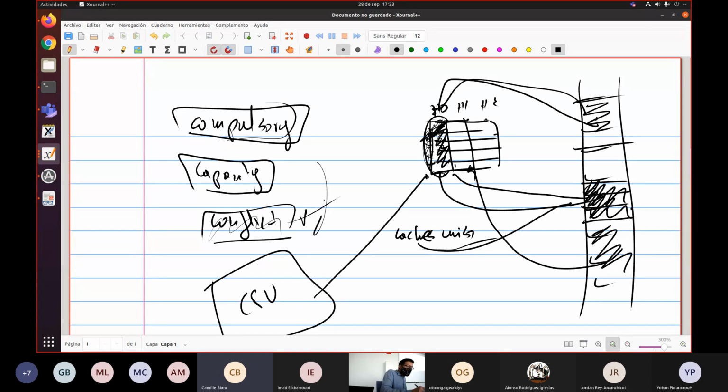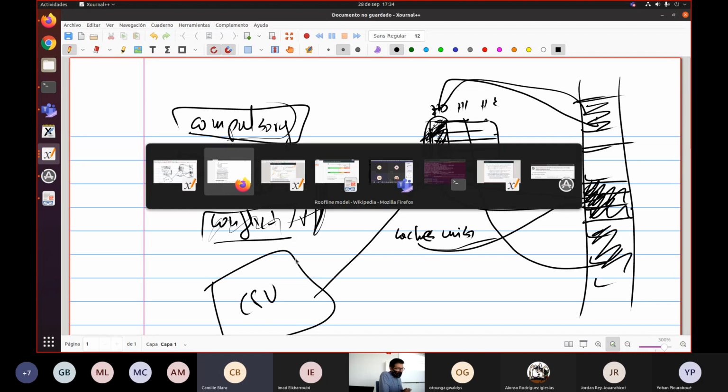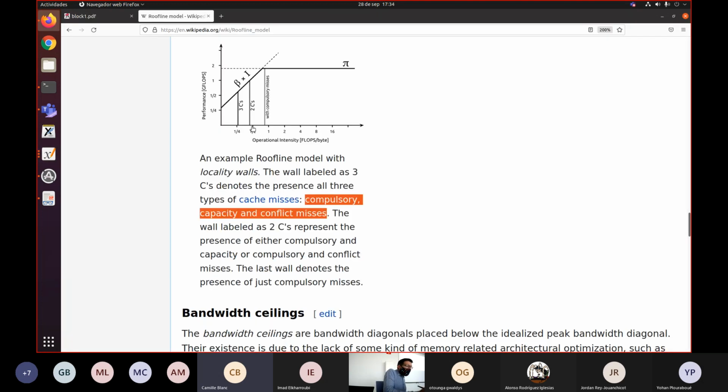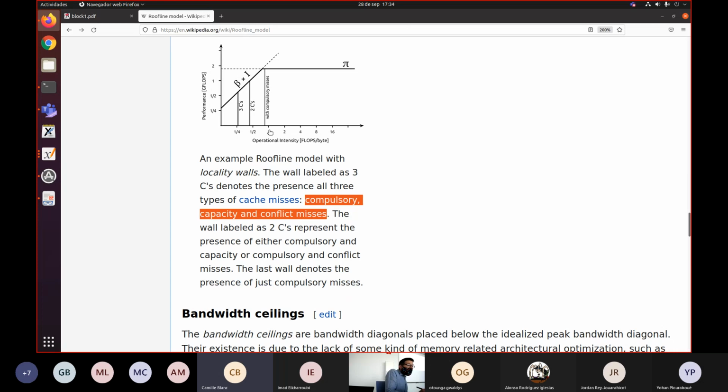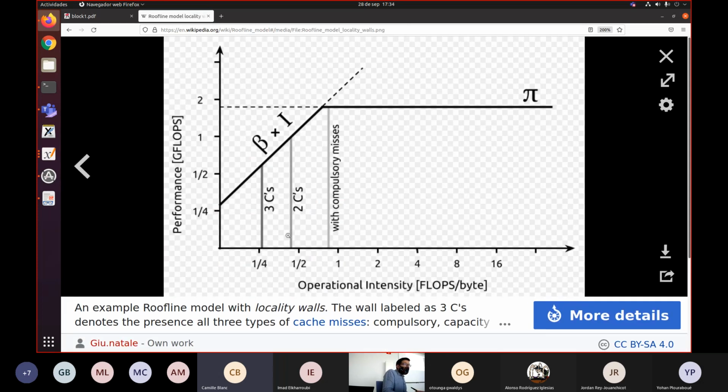So in the end, these two kinds of errors can usually be solved just by changing the access pattern to our data. So that's what, in the end, we're doing here. We're increasing the arithmetic intensity, just reducing the number of cache misses. Here we have compulsory, capacity, and conflict misses, so the three types of cache misses.